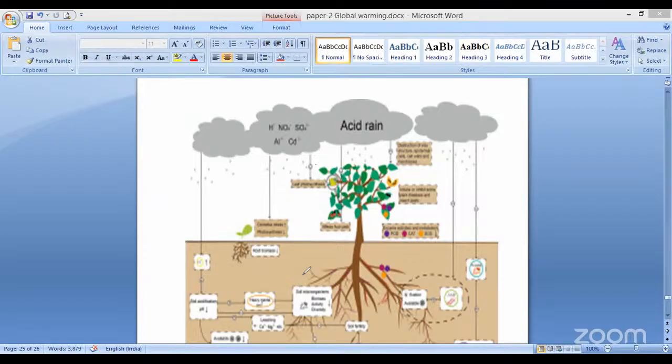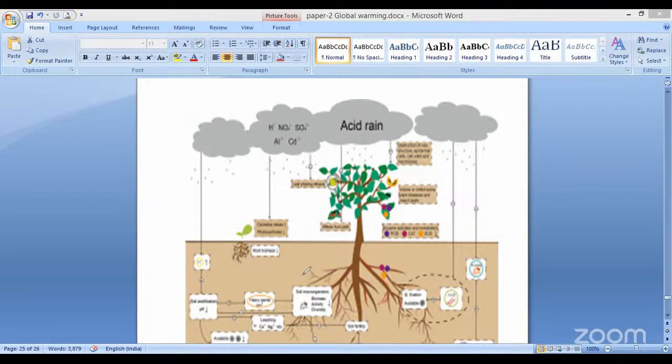Then the plants get weakened, the roots get weakened, and the fruits and the leaves, each and every part of the plant can be affected. The process of photosynthesis also can be affected. Then finally the production of the crops will be affected. Food security will be affected. We are directly or indirectly depending on plants for our survival. That's why the plants are called the primary producers.